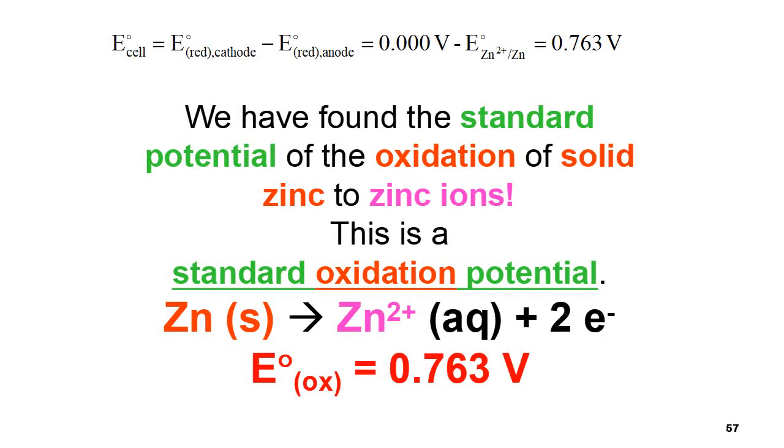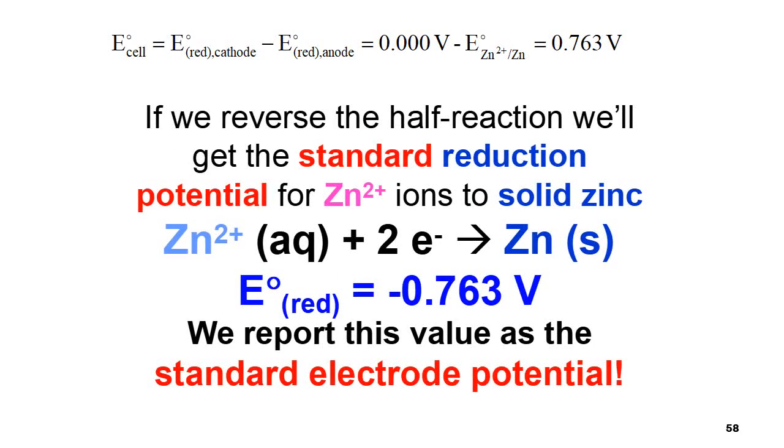Further, we found the standard potential of the oxidation of solid zinc to zinc ions. Such a reaction shows standard oxidation potential. In fact, if we reverse the half reaction, we will get the standard reduction potential for zinc 2+ ions to zinc metal as minus 0.763 volts. Such a value is reported as the standard electrode potential.